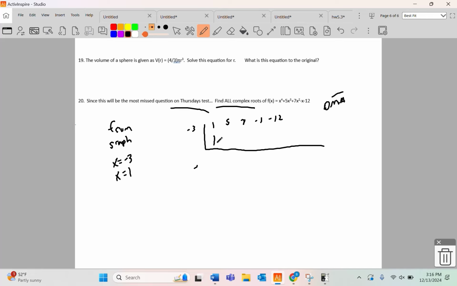DMA, bruh. I dropped the 1. Negative 3 times 1 is negative 3. 5 plus negative 3 is 2. Negative 3 times 2 is negative 6. 7 minus 6 is 1. Negative 3 times 1 is negative 3. Negative 1 plus negative 3 is negative 4. Negative 3 times negative 4 is 12. 0. Bam. Move forward. This time, since I got a 0, it's because I got a 0. And it's only because I got a 0 I can keep using those numbers. DMA: drop, multiply, add, multiply, add, multiply, add.